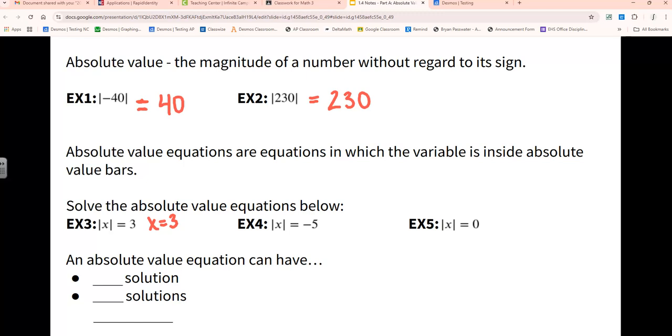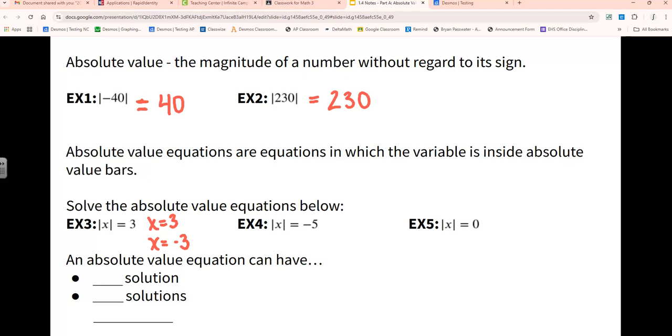But there is another number. There's more than one answer here. What else could I put in there? I could also put a negative 3. Those are 2 answers that I could possibly have. So in most of the scenarios that you see, absolute value bars are going to have 2 solutions.